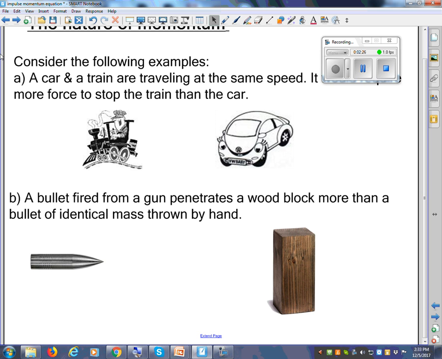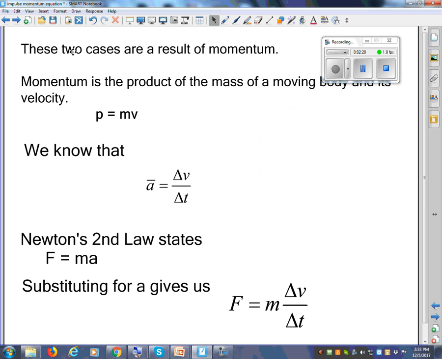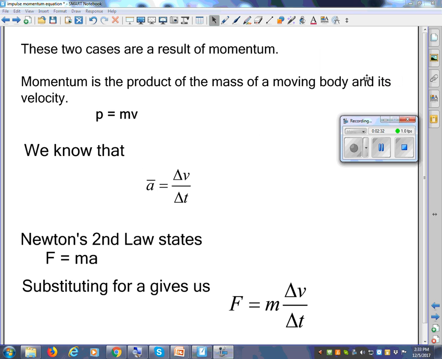Okay, so those are ideas about momentum. These two cases are a result of momentum. And this is a mathematical review of yesterday. Momentum is the product of the mass of a moving body and its velocity. That's the formula I showed you yesterday: P equals mv, and in fact, P and v are both vectors.